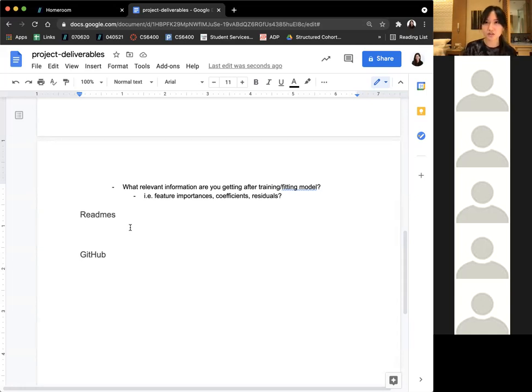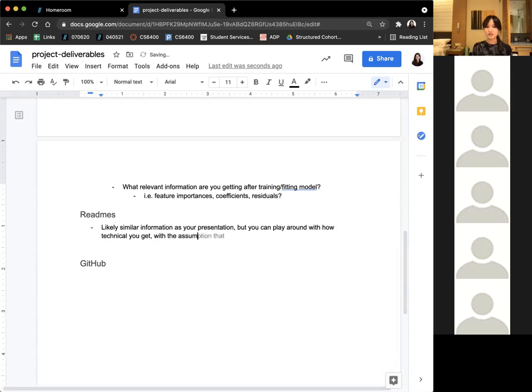I think with readmes, you can also play around more with how technical you get. Because if you think about it, someone who's going onto your GitHub is probably someone that's a little bit more technical if they intend on looking at your code. So one point to start with is likely similar information as your presentation, but you can play around with how technical you get, with the assumption that someone going to your README might want to check out your code.